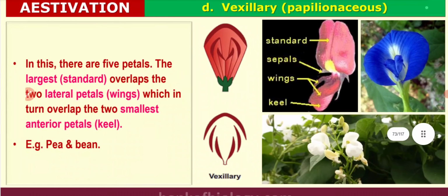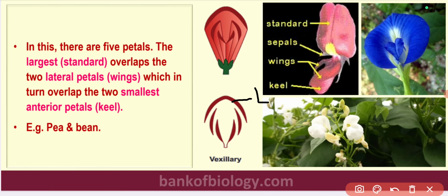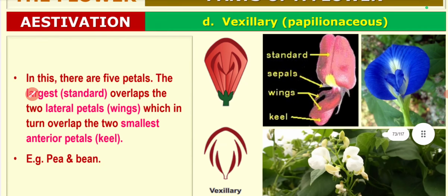And the last one is vexillary or papilionaceous. In this there are 5 petals. The largest, called the standard, overlaps the 2 lateral petals or wings, which in turn overlap the 2 smallest anterior petals, called the keel, as you can see in this diagram. Example, pea and bean. This shows vexillary or papilionaceous estivation.